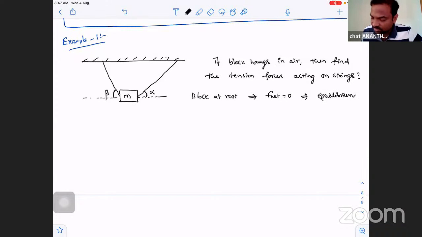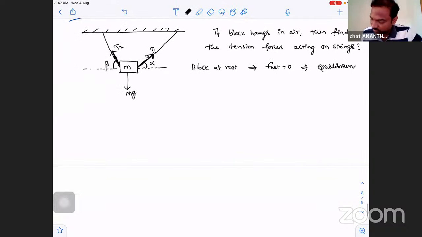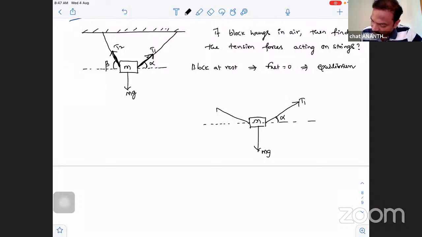We can take the forces now. Identify the forces. Mg is one force. In this string, let us say T1 is the tension acting on the block by the string, and T2 is the tension acting on the block by the other string. So T1, T2 are the tensions. Now if I take the block of mass M, Mg will act vertically downward. And this is the horizontal. Now this is T1 at what angle? Alpha. And this is T2 at an angle beta.